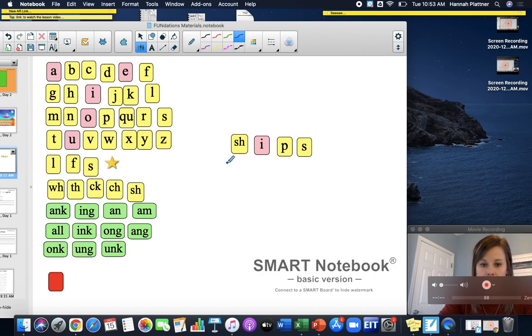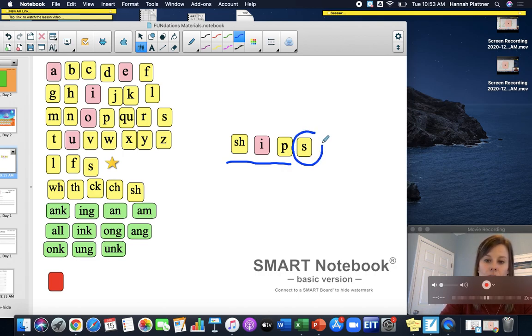All right, I'm going to mark up this word. The word ship is our base word. Remember, a base word is a word that can stand by itself. It makes sense on its own. So I can use this word by itself without a suffix, and it makes sense. I see a ship on the ocean.